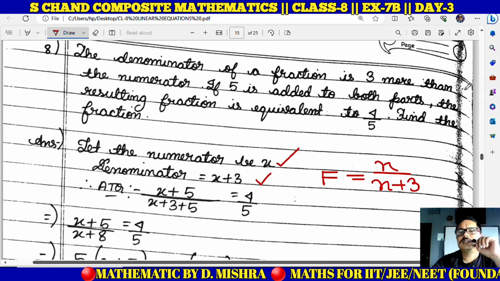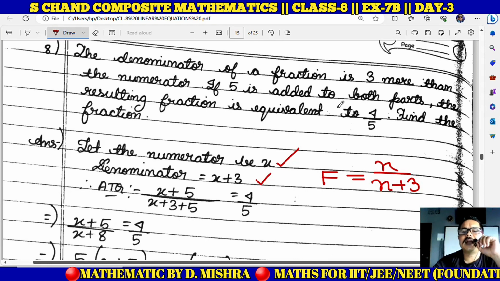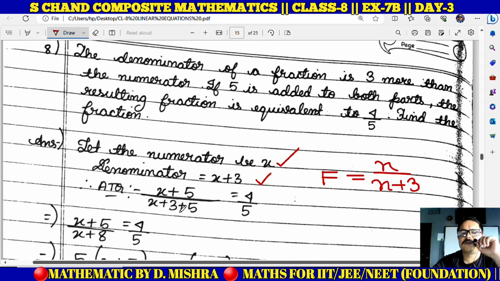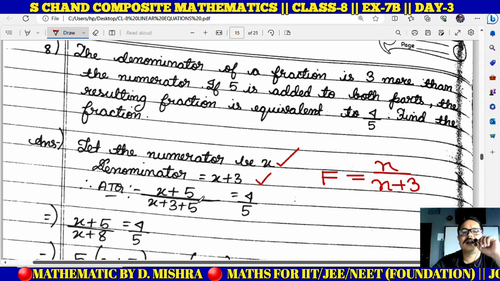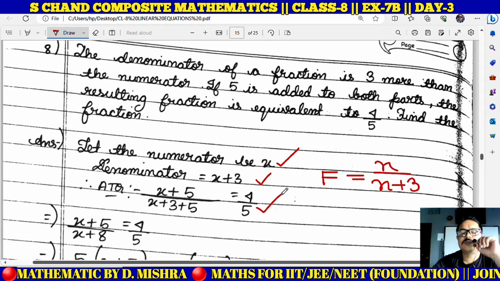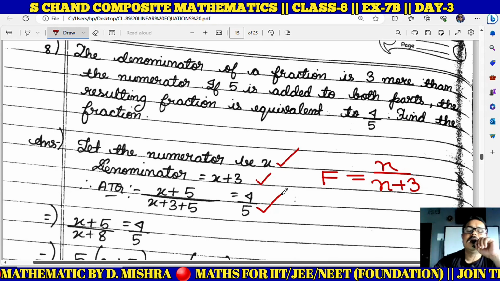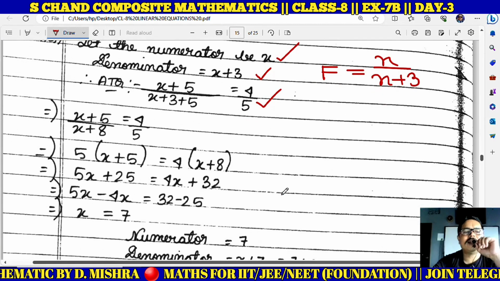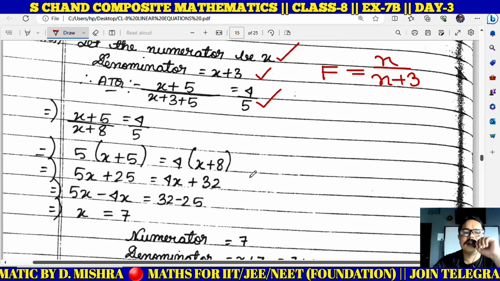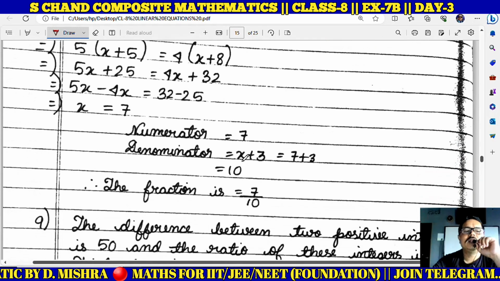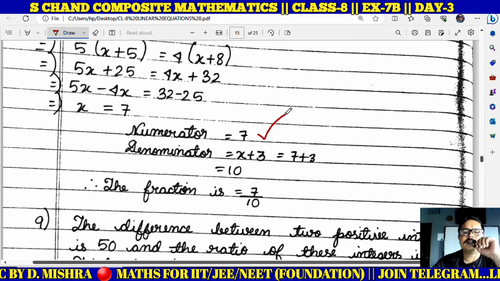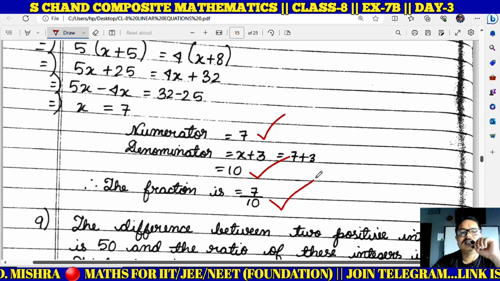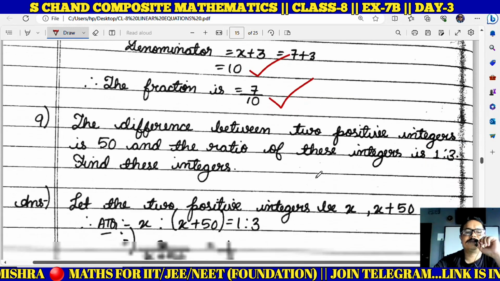Now it is said that if 5 is added to both the parts, that means x plus 5 and x plus 3 plus 5, the fraction becomes 4 by 5. So this is our equation, and now we just need to solve this equation to get the value of x, as it is solved here. You can see on your screen. So x is 7, so the numerator is 7, the denominator is 10, and the fraction is 7 upon 10. So this is the answer.